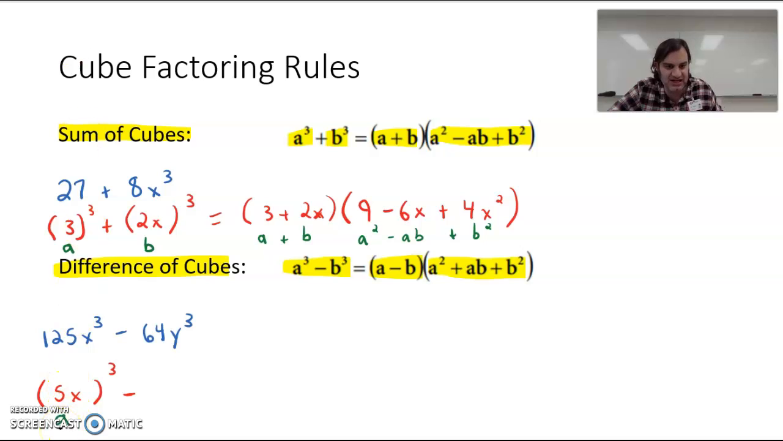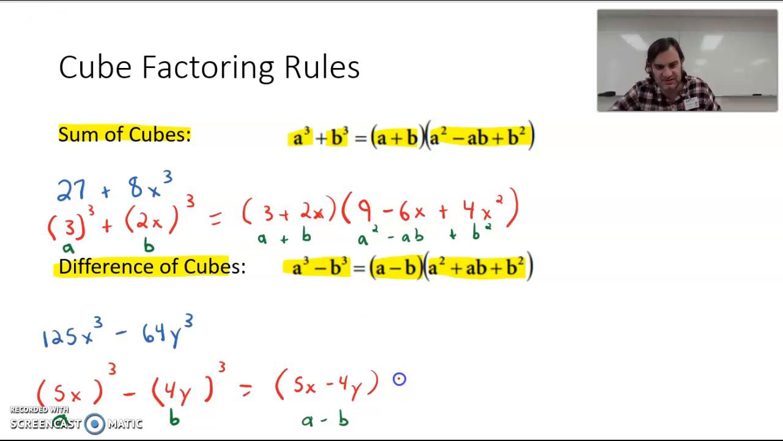It's a subtraction, so that's what tells us it's a difference of cubes. And then we've got minus 64y cubed, which is a perfect cube. It is 4y quantity cubed. So our b is 4y. So we're just going to drop everything in that formula. The first one is a minus b, so that would be 5x minus 4y. So I'll label that under there.